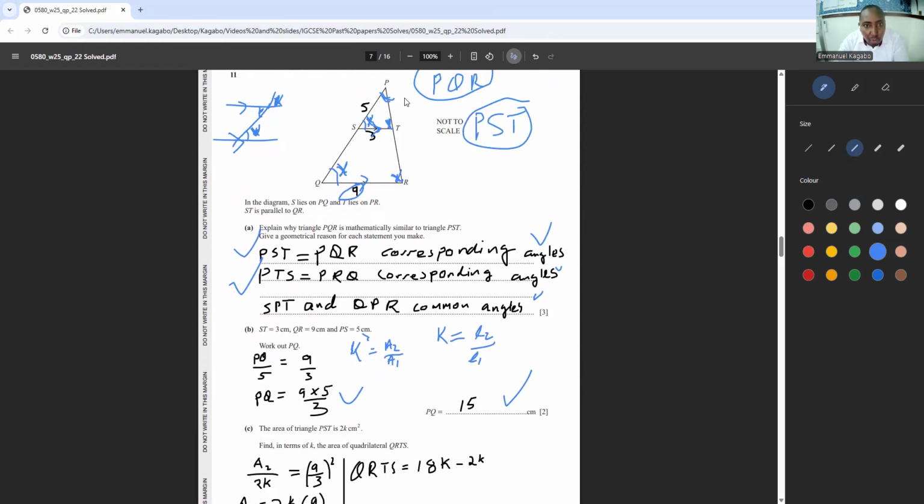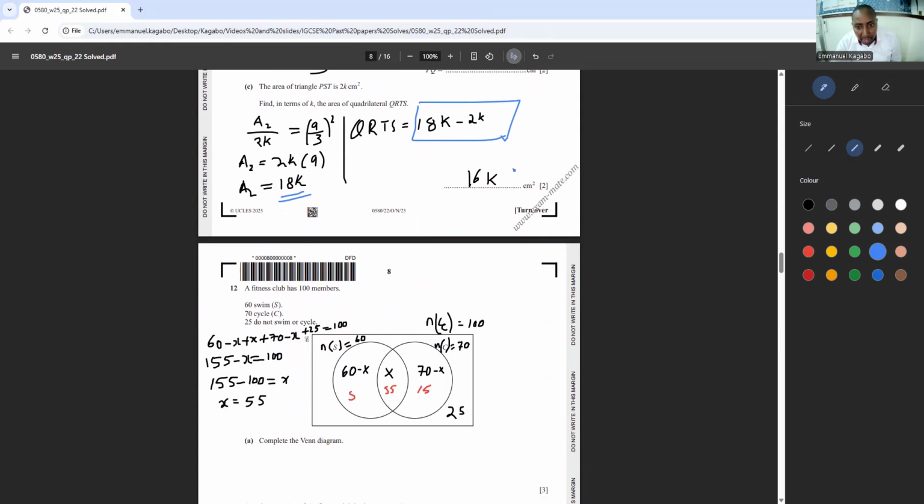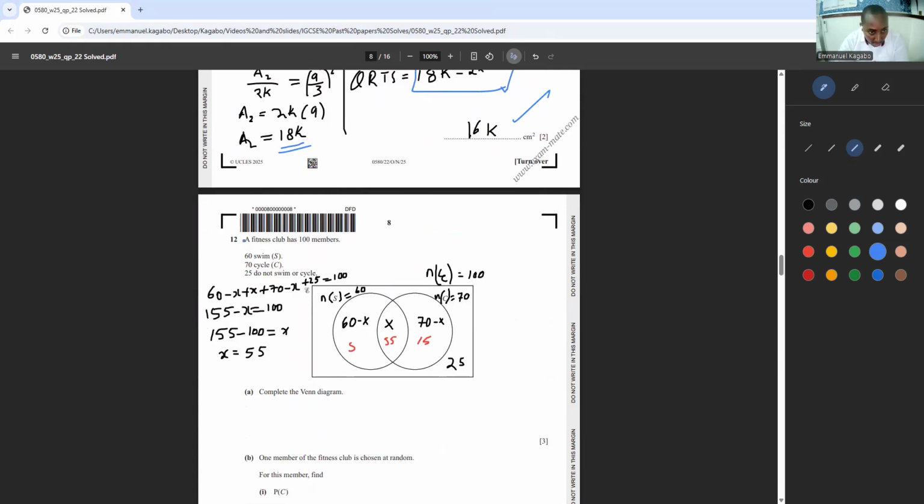That's the area of everything in the big triangle. But the question was asking me this. So to get this area, you have to get the area of the big triangle minus the area of a small triangle. Do you understand? Hopefully you get that. That's why you see I got the area of a big triangle minus the area of a small triangle, and then I have that one. Okay, very good. Next question.